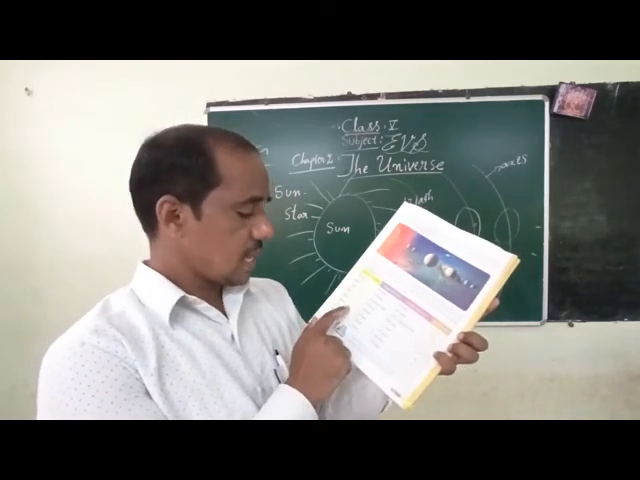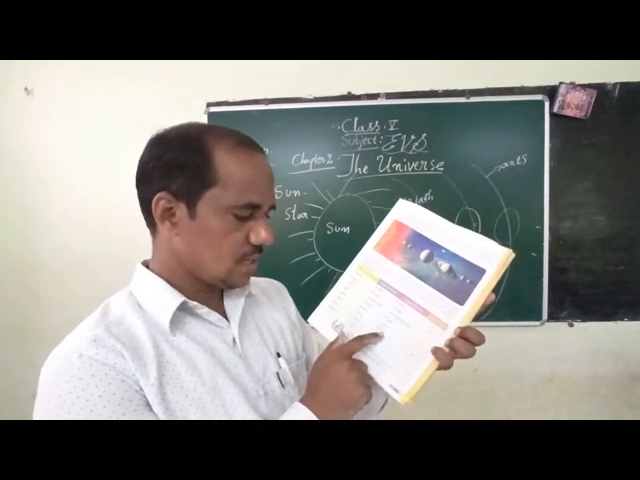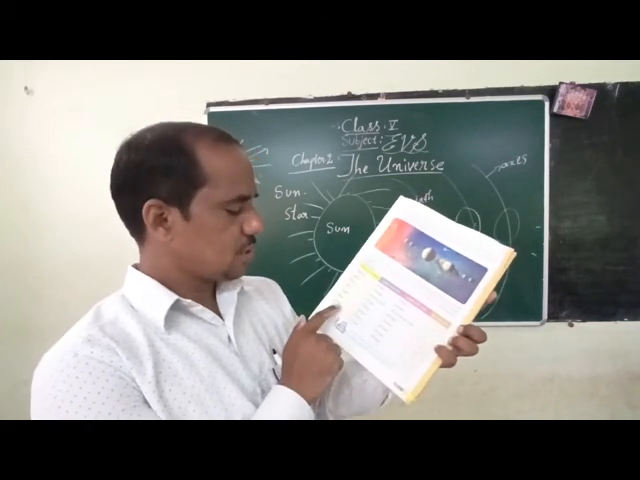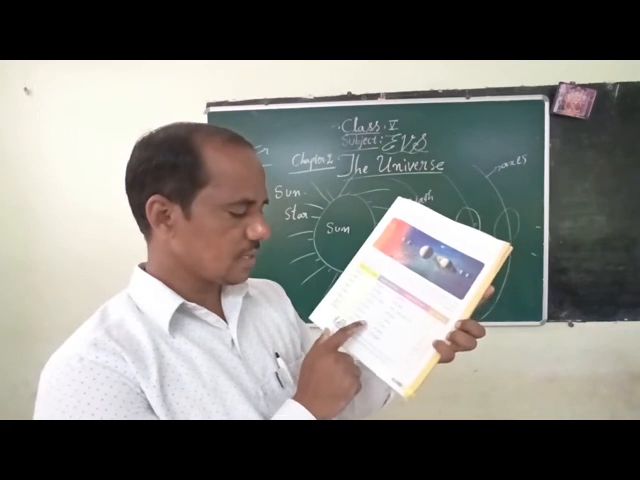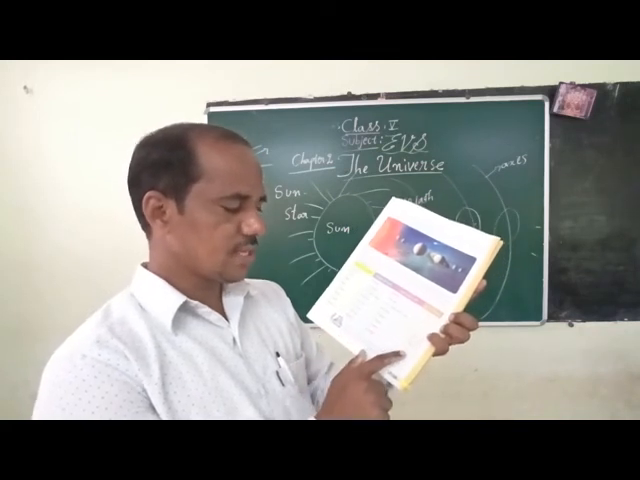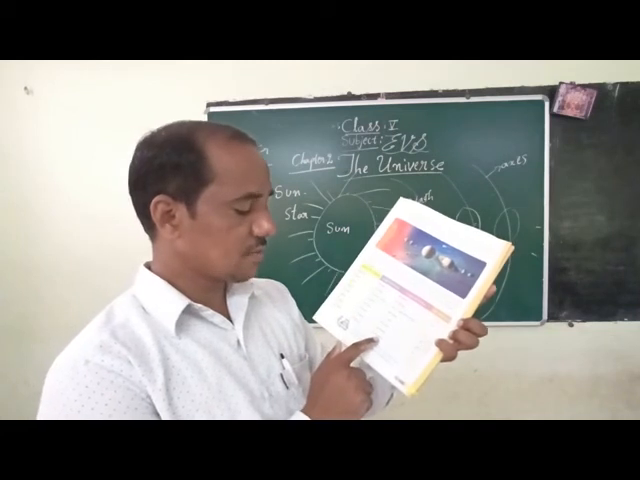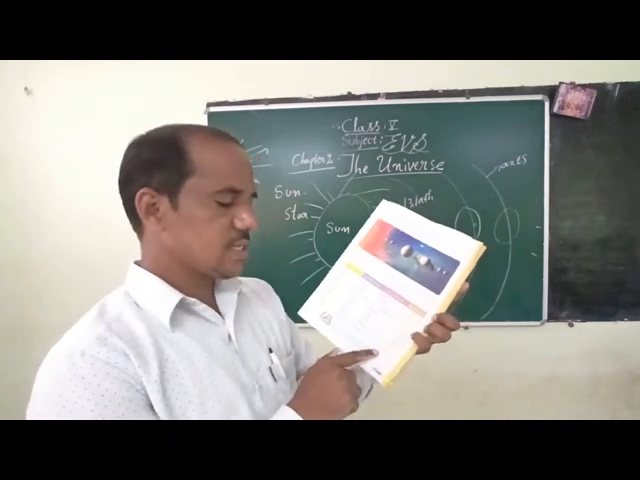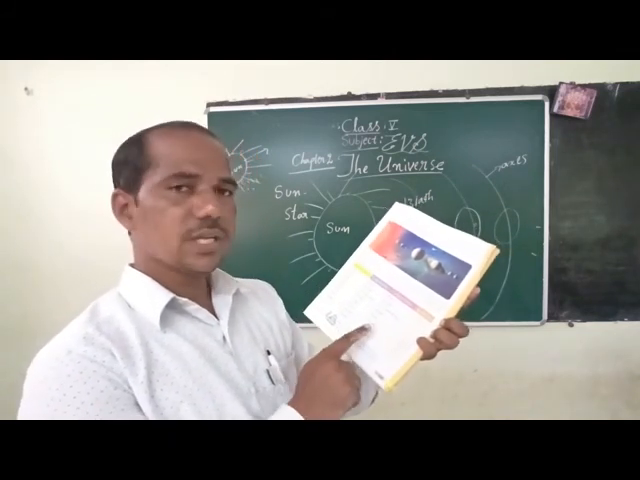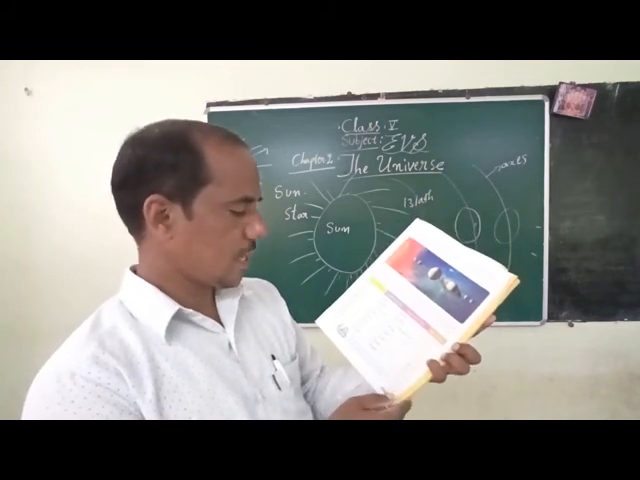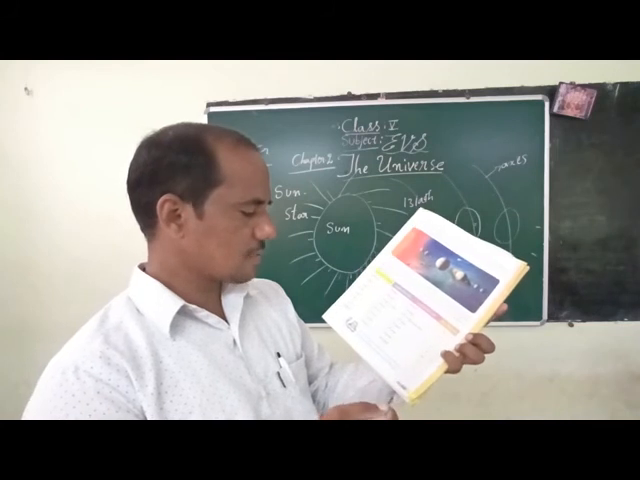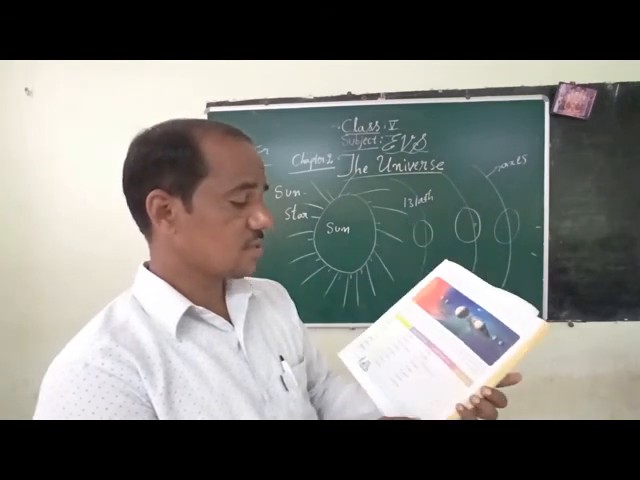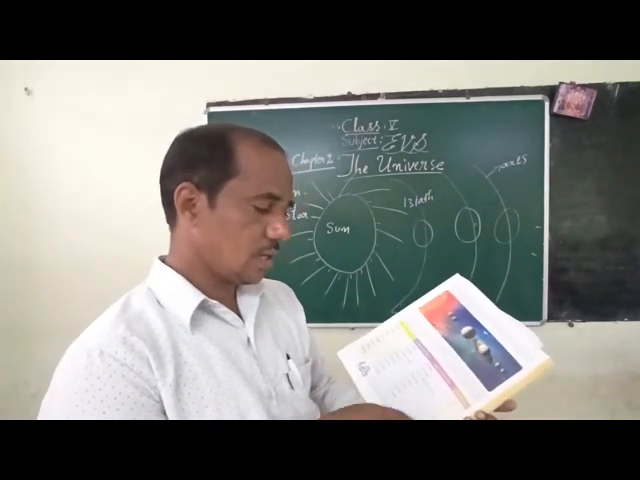Saturn: 11 hours, length of the year 29 years, and number of moons 62. Uranus: 17 hours, length of the year 84 years, and 27 moons. Neptune: 16 hours, 165 years, 14 moons. Among these, which planet has more moons? Jupiter has more moons. And which planet has the longest day? Venus takes 243 days to rotate on itself.